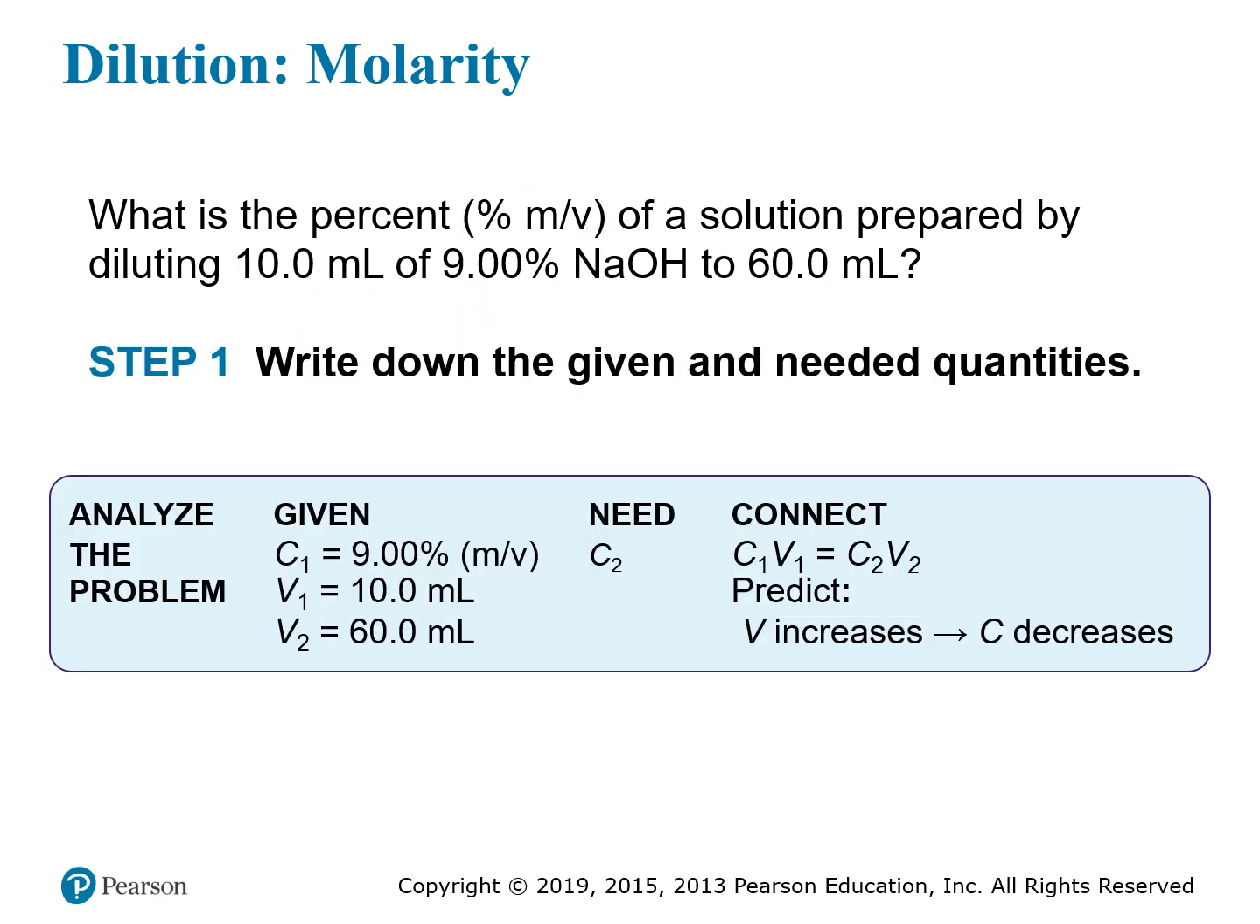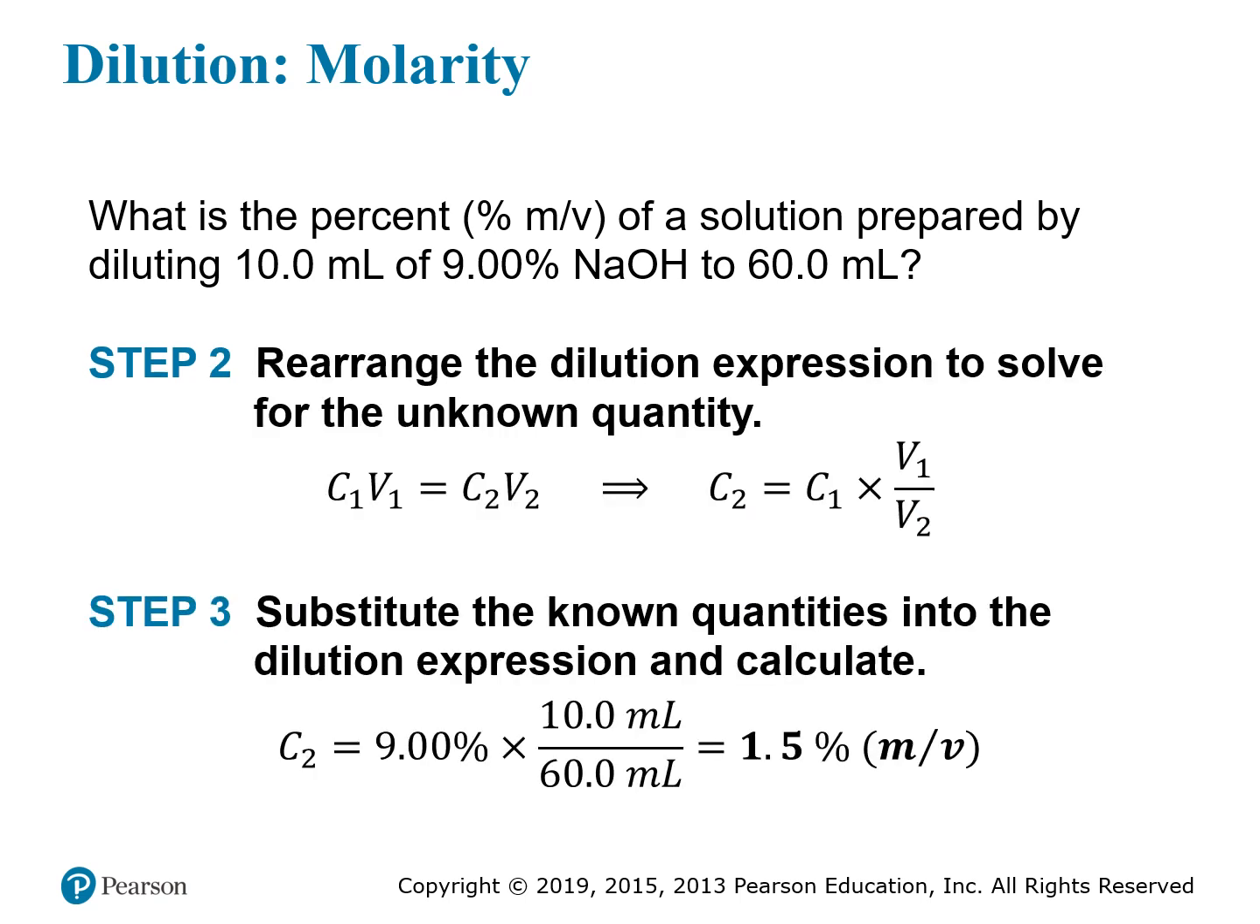So we can collect all this information together when we analyze the problem, rearrange the dilution formula, this time to solve for C2, and then just put in your values. So 9% times 10 out of 60, the milliliter units cancel, and we get 1.5% final concentration.